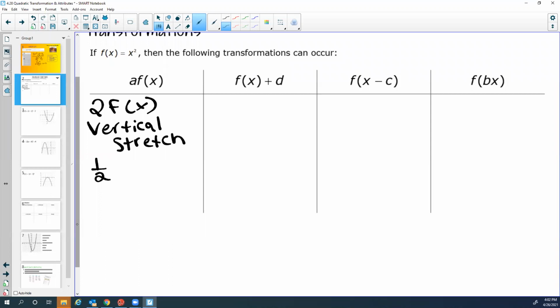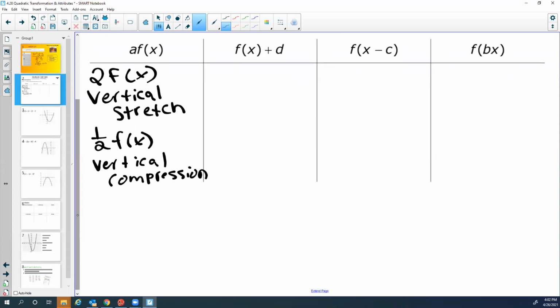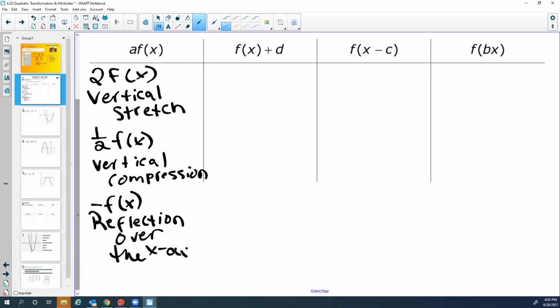If on the opposite end you had 1/2 f(x), you would have a vertical compression. Your parabola got wider in that case. If this was a negative, though, then that would mean you would have a reflection over the x-axis.